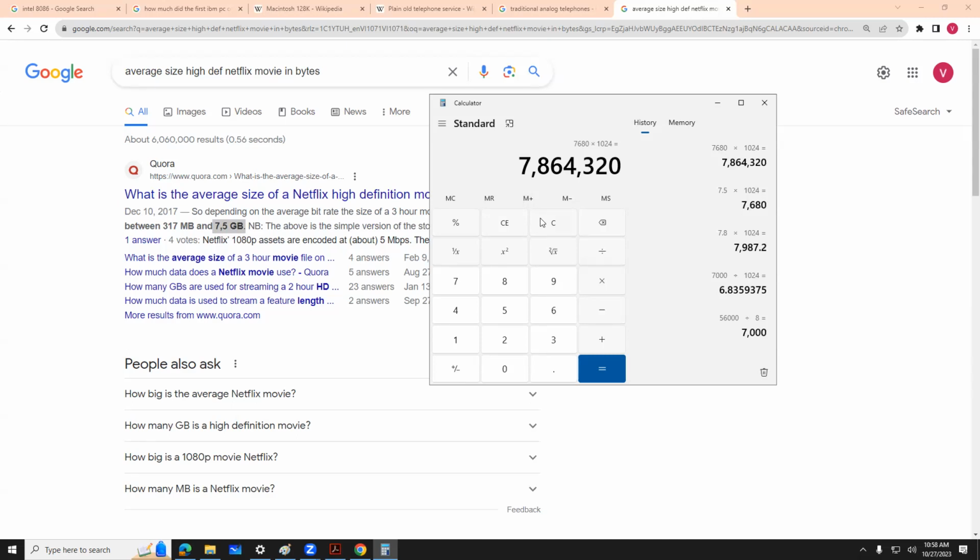So what I'm going to do is clear my memory and store this value. Then I'm going to take 7 kilobytes and divide it by memory recall. Or let's do the reverse: memory recall divided by 7. It's 1,123,474 times larger, right?